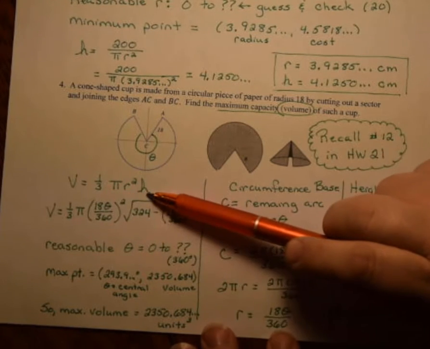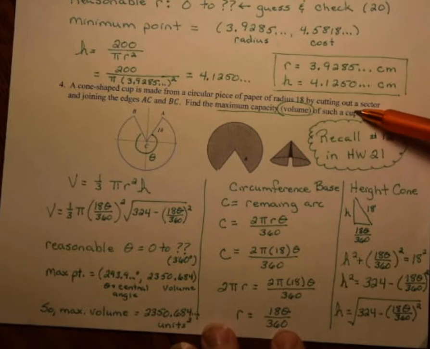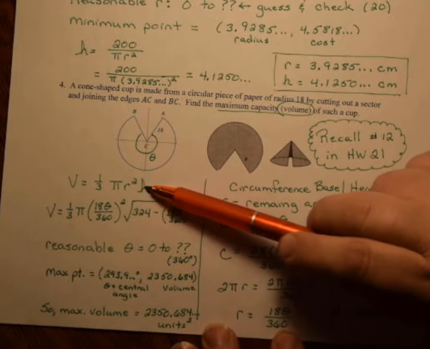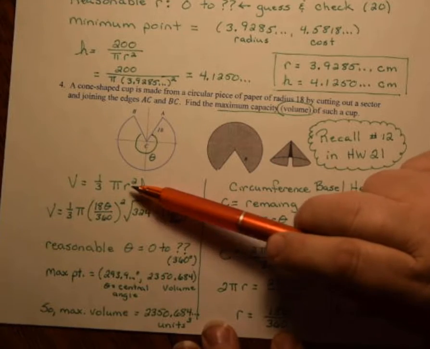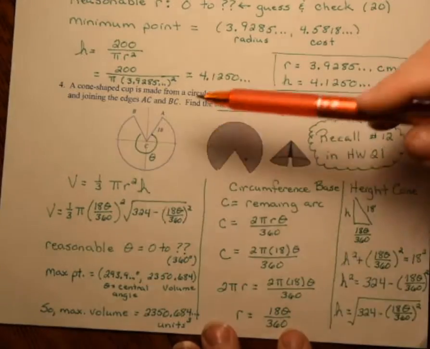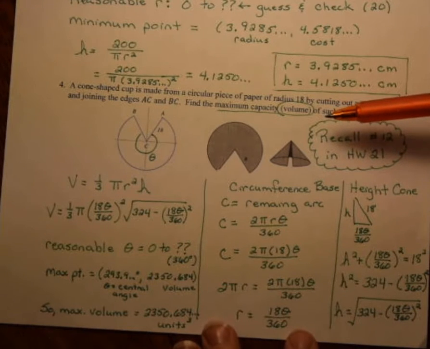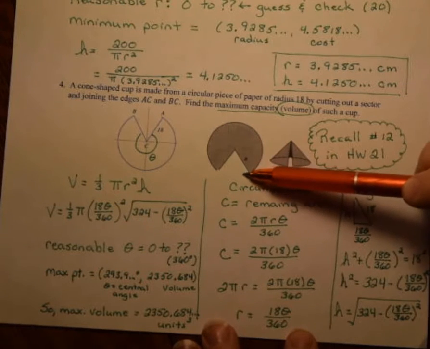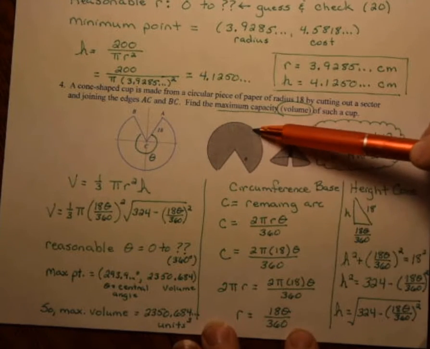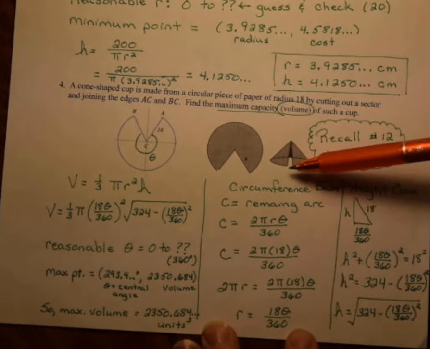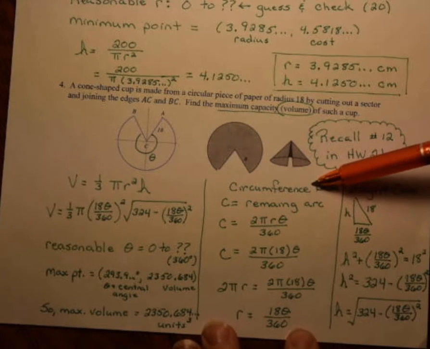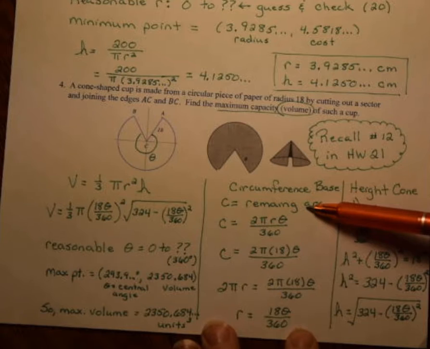So we want to maximize the volume. So we need to write the volume of the cup, which is a cone. The volume of a cone is 1/3 pi r squared times the height. So we either need to replace the radius or the height or both. If you recall from problem 12 back in section 21, when we cut the sector out, the remaining part of the circle becomes the circumference of the cone. And so the circumference of the base of the cone is what's remaining.